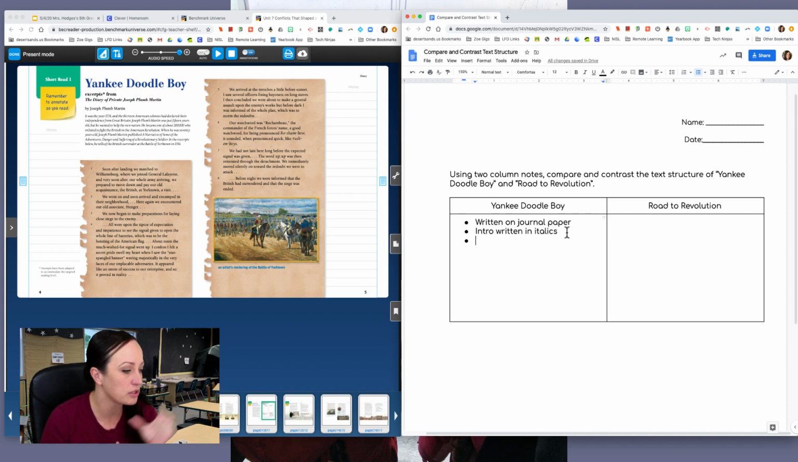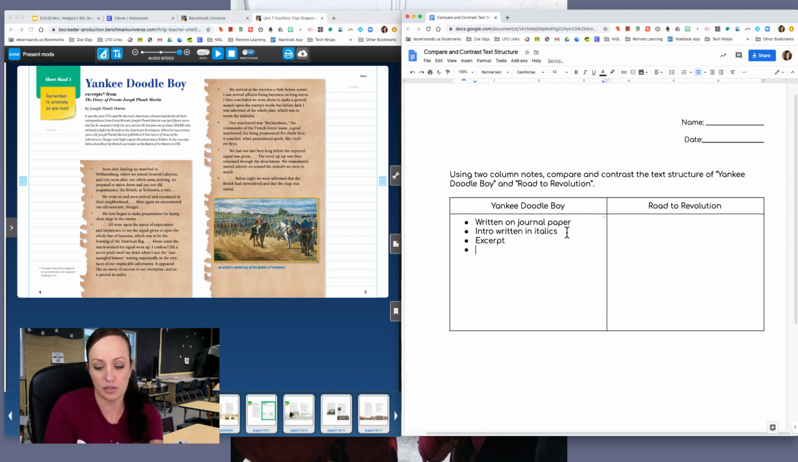And then there is a little clue on there that tells us that it's an excerpt. So that means it's not going to be the whole diary. At the very top it says excerpts from the diary of Private Joseph Plum Martin. So that's important to notice, or note.